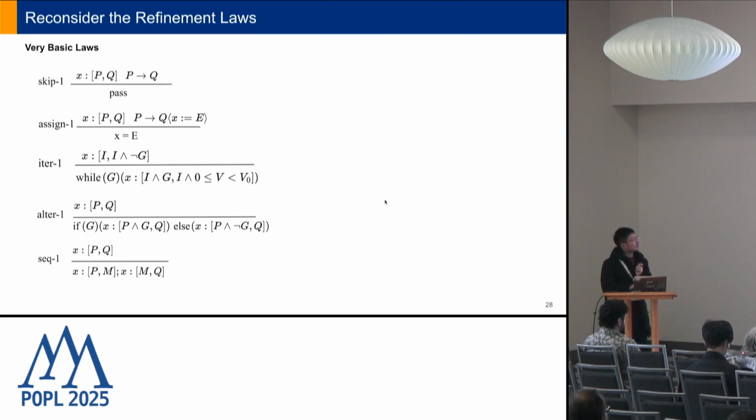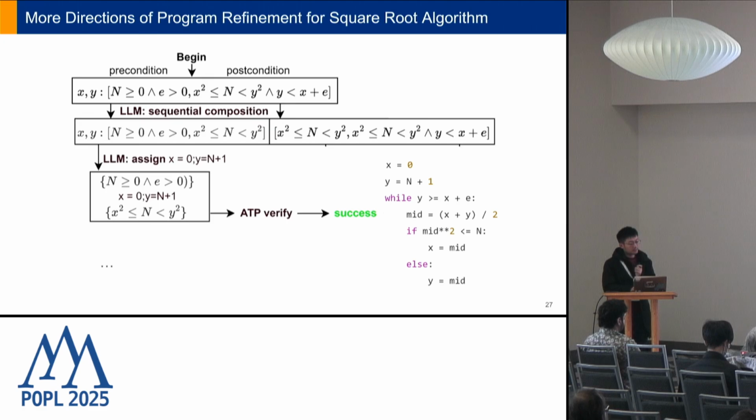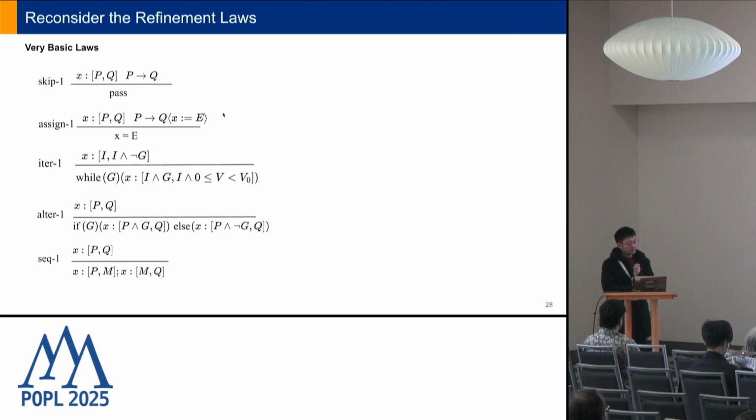So we can reconsider these refinement laws. A big problem is that when we ask the LLM to apply a sequential composition law, that means we want to find an intermediate condition to pave the way for the future refinement. It is quite flexible. Different laws have different flexibility. For example, the skip law is quite restricted: it requires that the precondition implies the postcondition. But for the sequential composition law, there are not many constraints. So a big problem is how we can guide the LLM to utilize the sequential composition law correctly.